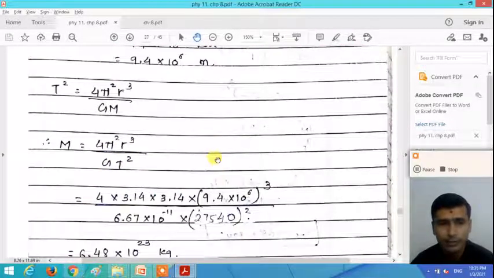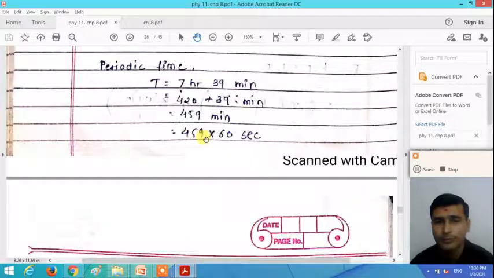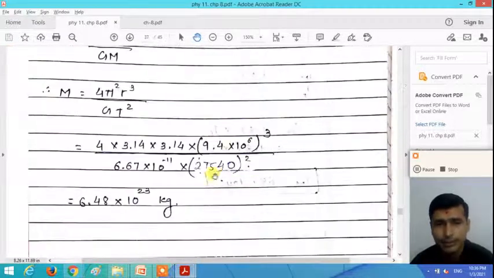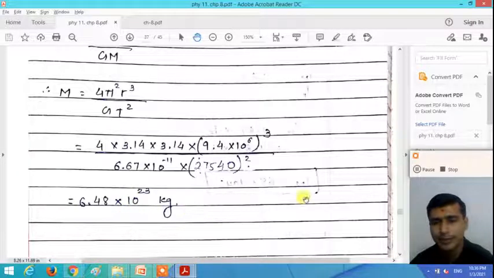Now put the value, right? So 4 pi, value of pi 3.14 into 3.14, r is 9.4 into 10 raised to 6 whole cube, divided by the value of capital G 6.67 into 10 raised to minus 11 into the value of capital T, right? What is the value of capital T? 459 multiplied by 60, that is 27,540 square. And if you calculate this, you get the answer. Mass of Mars is approximately 6.48 into 10 raised to 23 kg.